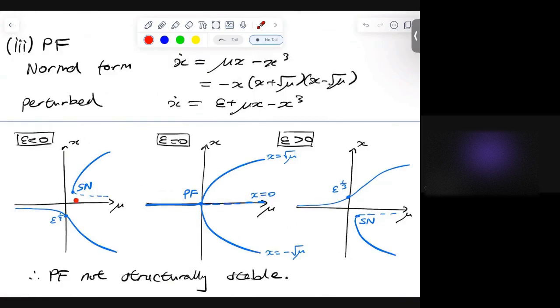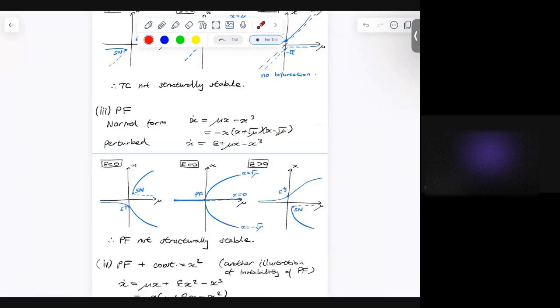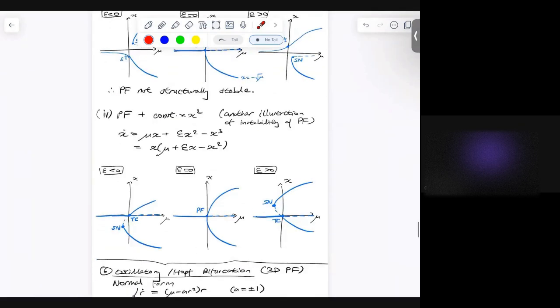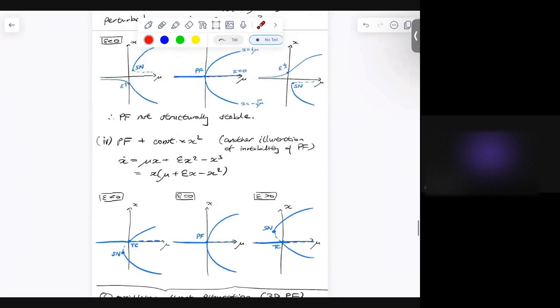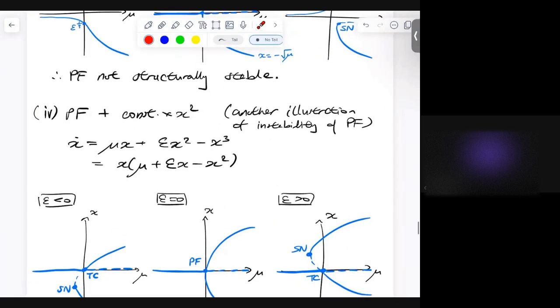Again, we can see that when we perturb a pitchfork, we end up with saddle nodes, showing again that it's the most generic bifurcation. And of course, the pitchfork is not structurally stable because topological structure isn't preserved. So now we'll move on to the last one in 2D, which is just another illustration of the instability of the pitchfork, I suppose.